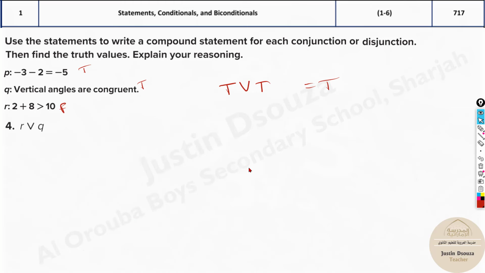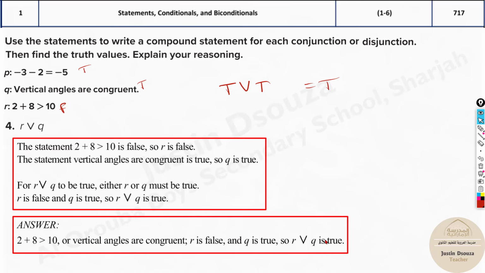And similarly, you can try the others. Now we have R or Q, sorry. This is the symbol OR, okay? Now the right side is true, the left side is false. But fine, even if one is true, it is true.